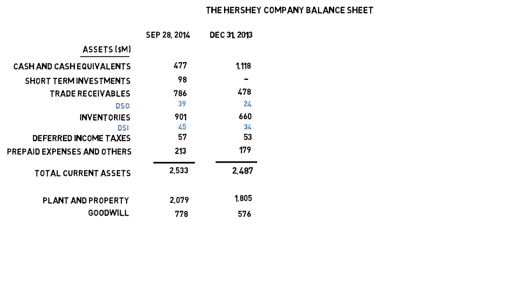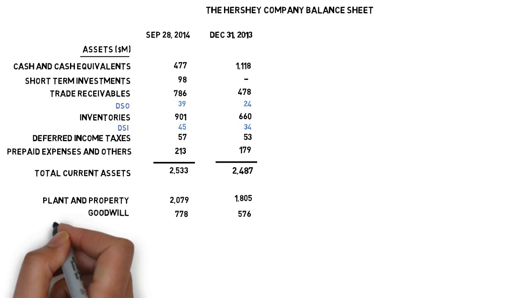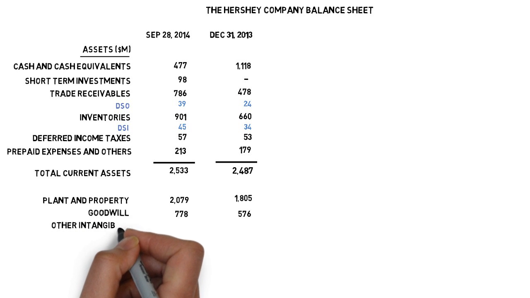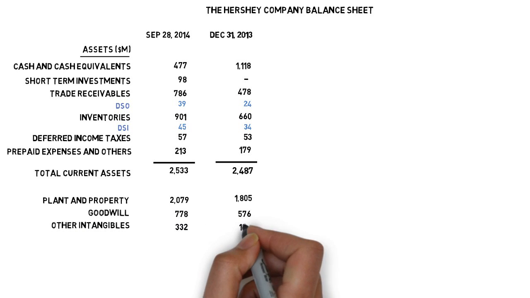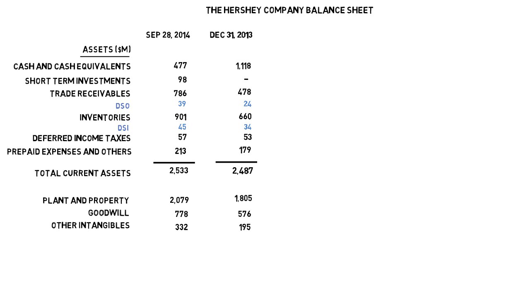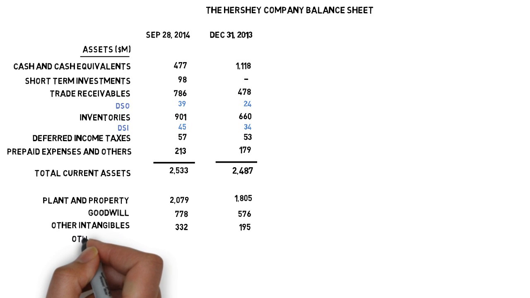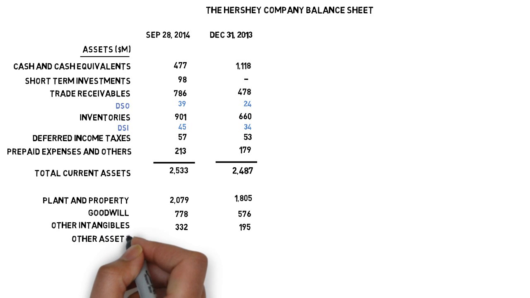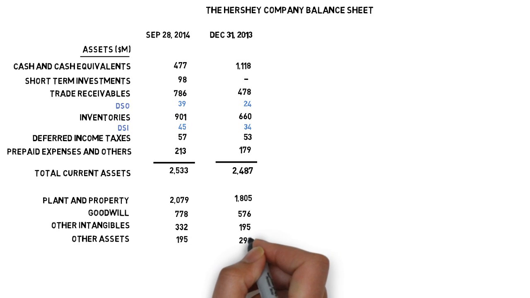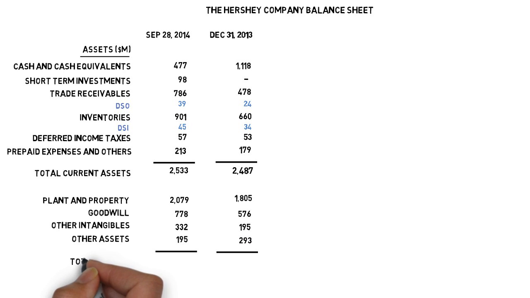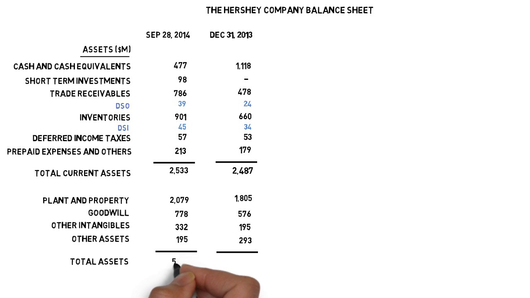It represents the premium paid over the book value of the assets acquired. Other intangibles in this case includes items like trademarks and patents. Then other assets, which here includes items like derivatives and equity investments. We add together current assets and fixed assets to arrive at a figure for total assets.